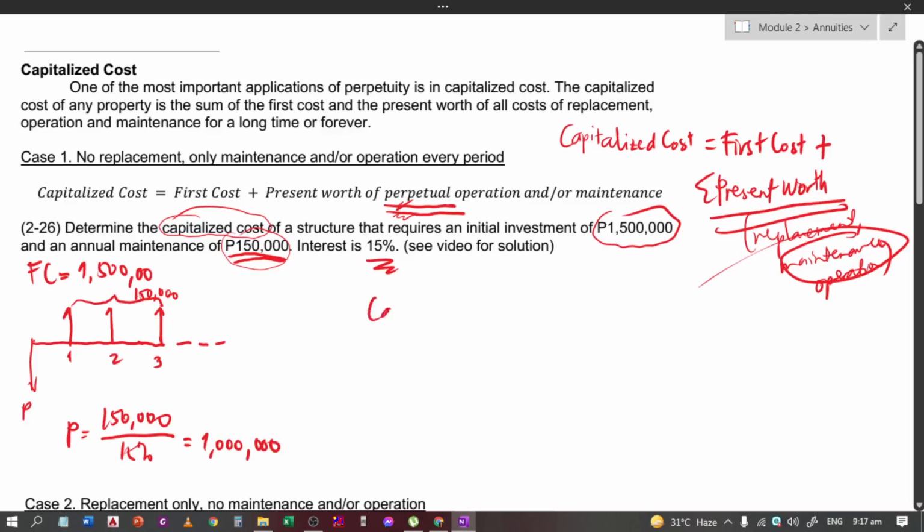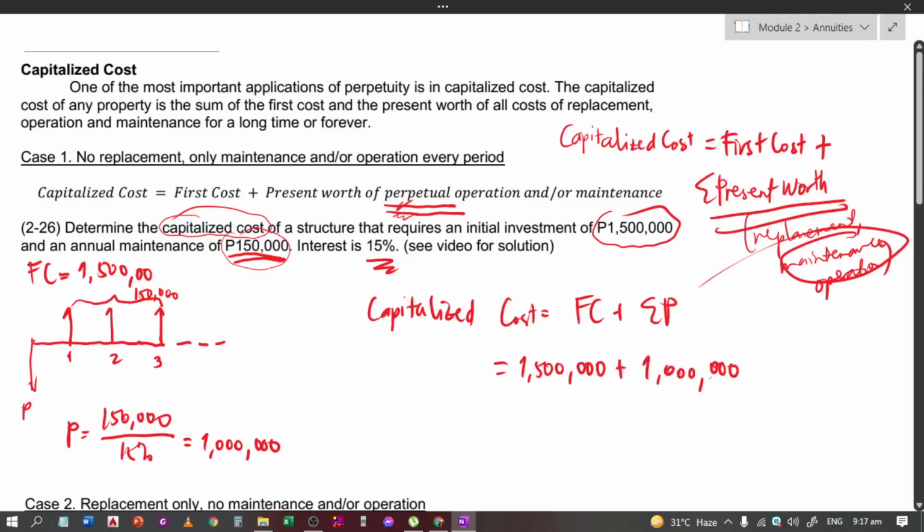Yung capitalized cost, again, that is first cost plus summation ng present worth. So, first cost is 1.5 million plus 1 million na dito, total present worth ng maintenance. So, yung capitalized cost natin is 2.5 million pesos. Ayan, nagets ba?